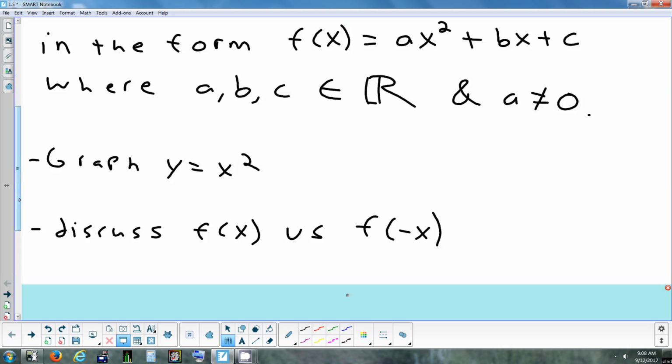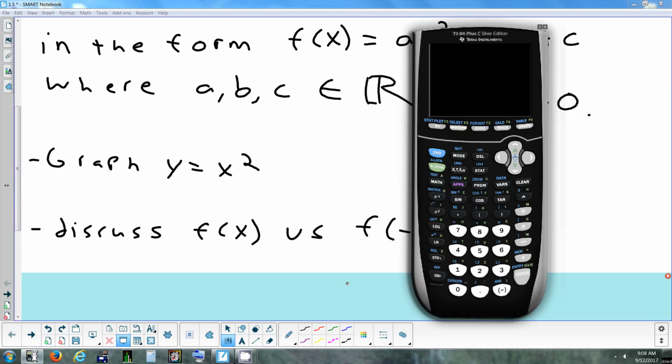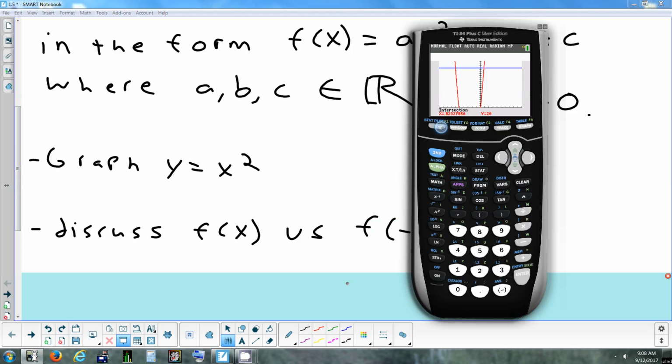All right, so let's graph y equals x squared. If you have anything else in there, you can just clear it out. So y equals x squared, and the graph of that looks like that.